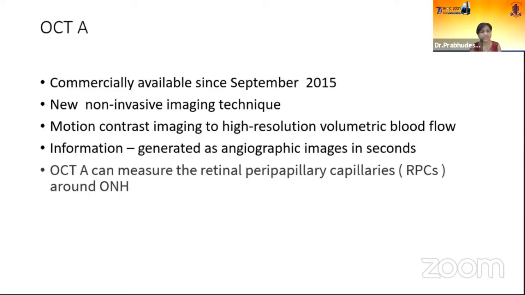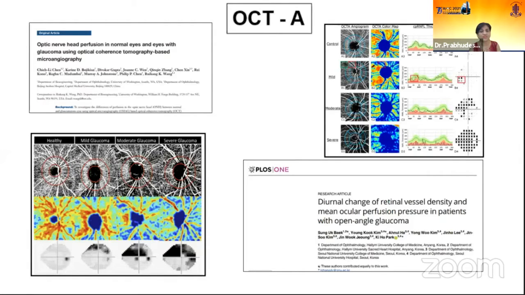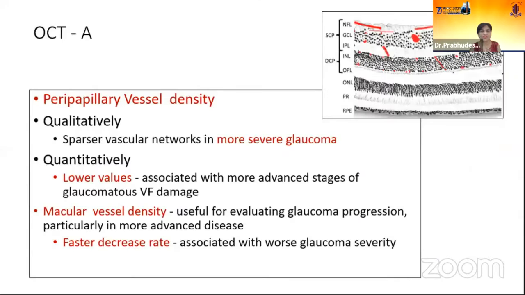It is a non-invasive technique, and we can have angiographic images in seconds, and it can measure retinal peripapillary capillaries around the ONH. There are reports that in advanced glaucoma there is loss of peripapillary capillary density. Even in diurnal variation in open angle glaucoma, there is loss of these capillaries. Qualitatively, sparser vascular networks are seen in more severe glaucoma, and lower values of peripapillary and macular vessel density are associated with glaucoma progression and glaucomatous damage.